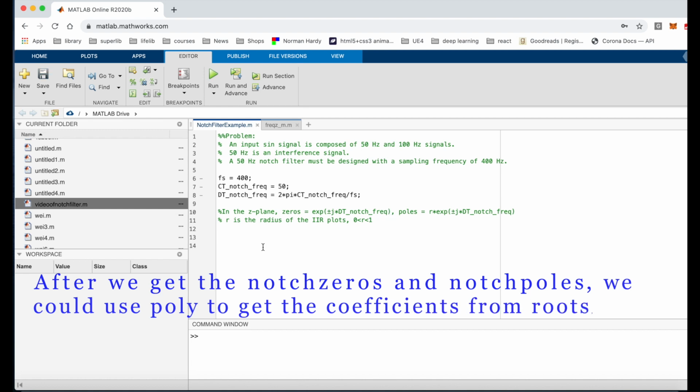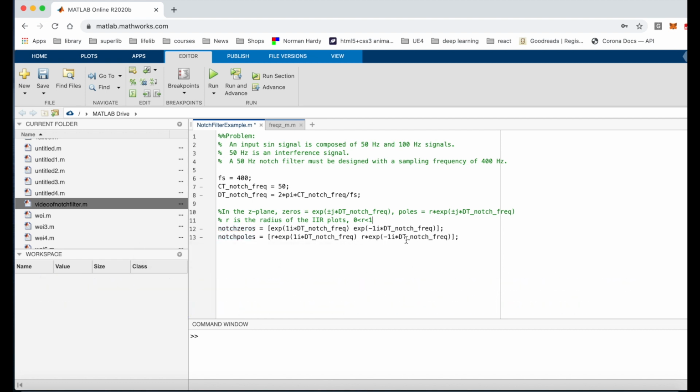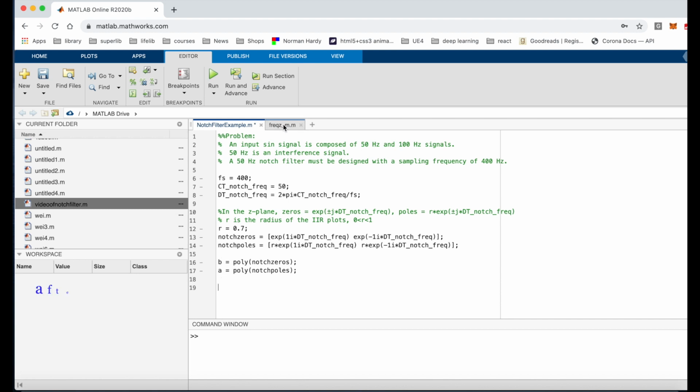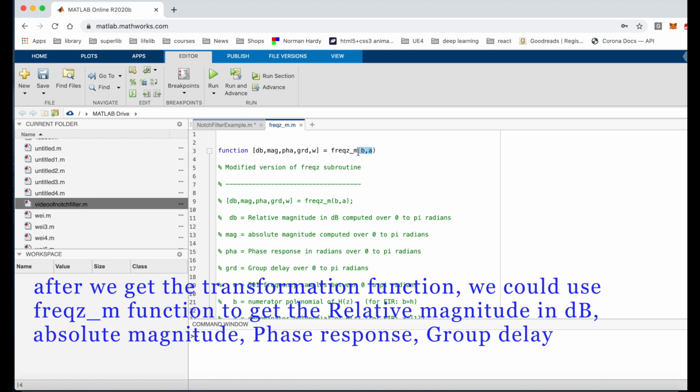After we get the roots value, notch zeros, and notch poles, we could use the poly function to get the coefficients from the roots. For the r value, we could set a value 0.7. Later, we could do some changes. To get the coefficients from roots, we could get b equal poly function, notch zeros, and a equal poly function, notch poles.